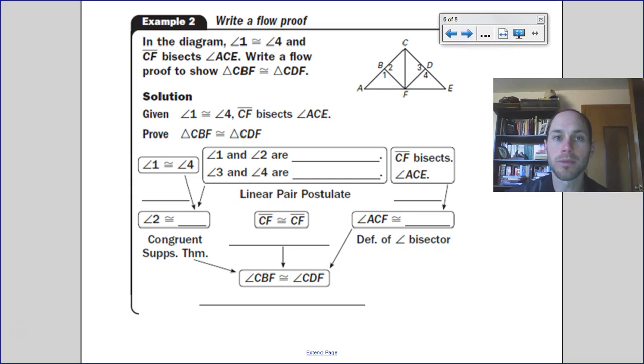Let's do a proof, a new kind of proof, a flow proof. You might find that these might be easier than the two-column proof. Maybe you prefer the two-column proofs. Let's take a look at how this works, and you can determine which way you want to write proofs.